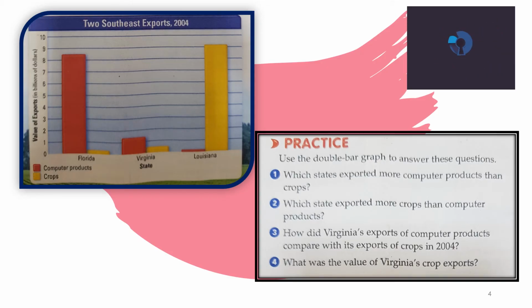Now let's practice what you've learned. Use the double bar graph to answer the following questions. Number 1, which states exported more computer products than crops? Analyze the double bar graph, students, and find out which among the three states of Florida, Virginia, and Louisiana exported more computer products than crops.